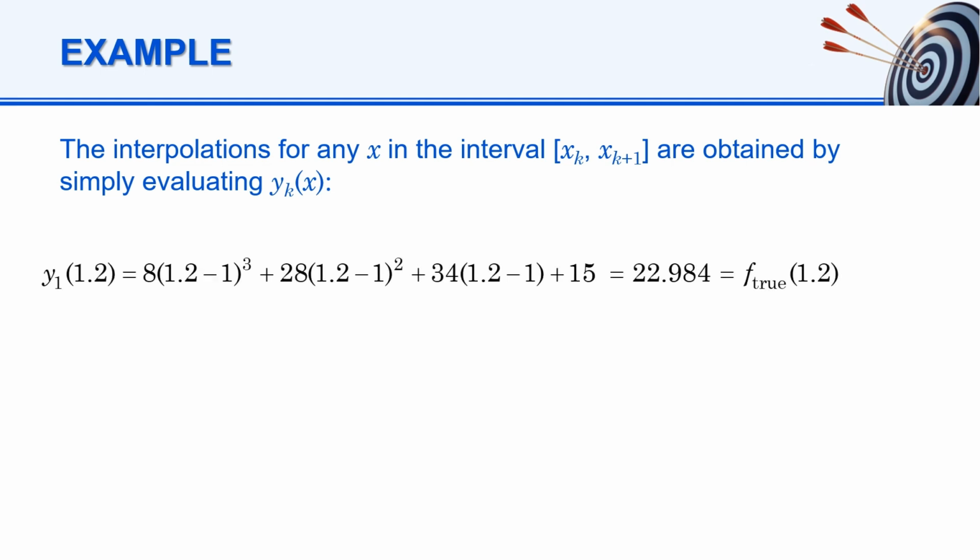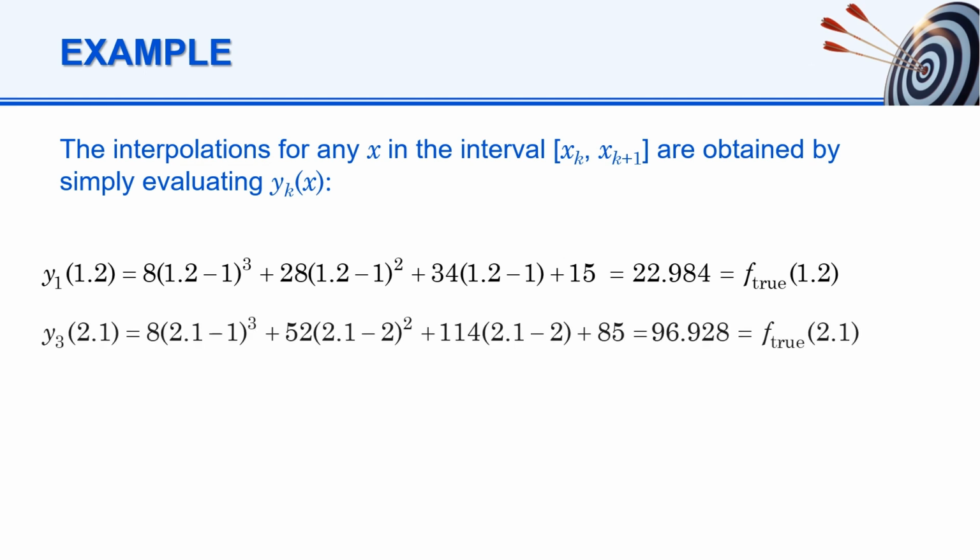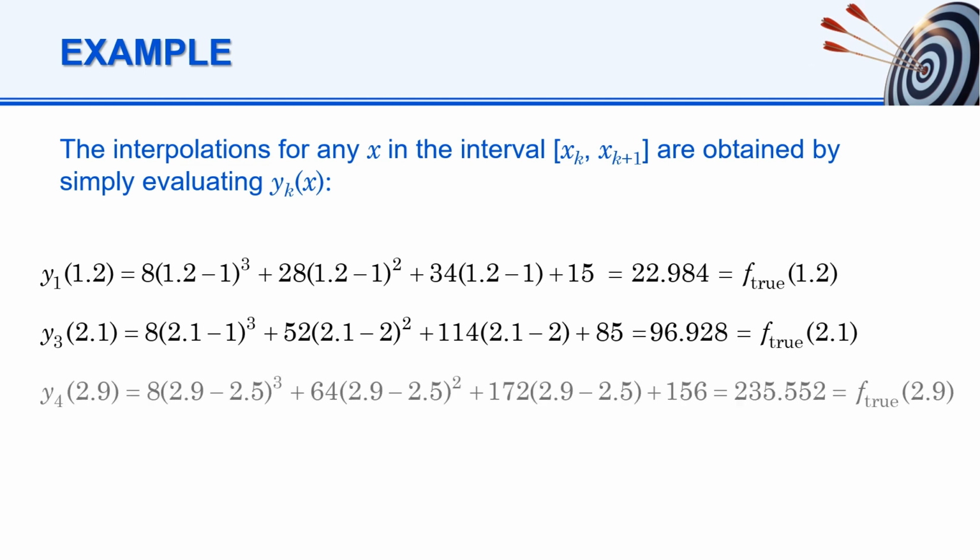X equals 1.2 corresponds to the first interval, so we apply y1(x) to estimate f(1.2), which gives 22.984, which corresponds to the true value of the function. X equals 2.1 corresponds to the third interval. We estimate f(2.1) using y3(x), which leads to 96.928. This value also corresponds to the true value of f(x). X equals 2.9 corresponds to the fourth interval. We use y4(x) to estimate, which also results in the true value of f(x).